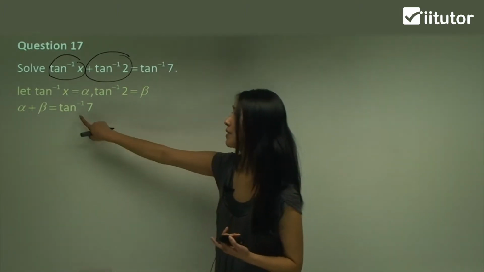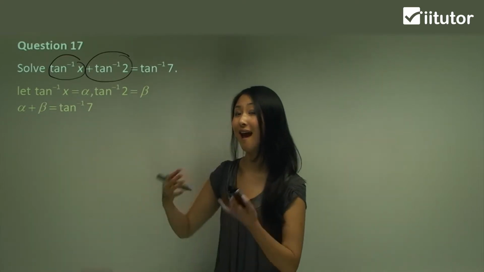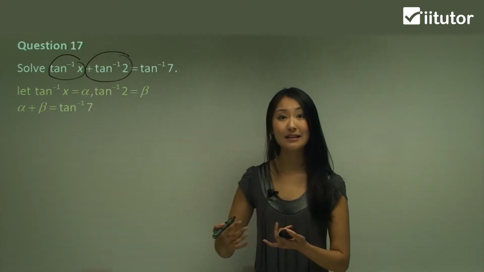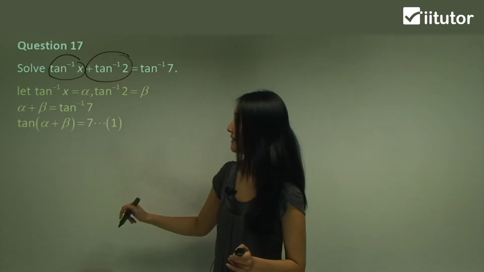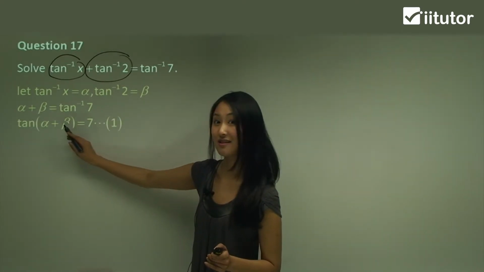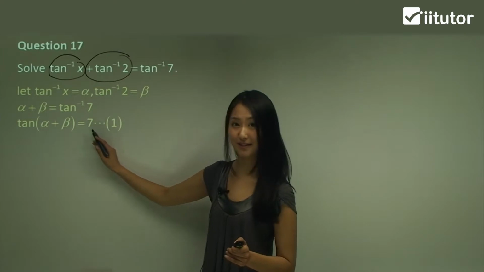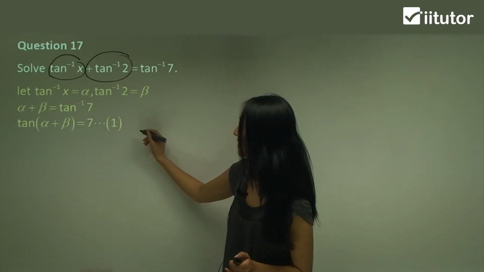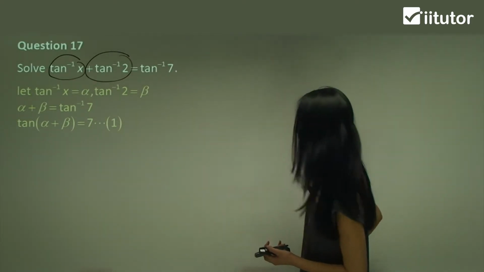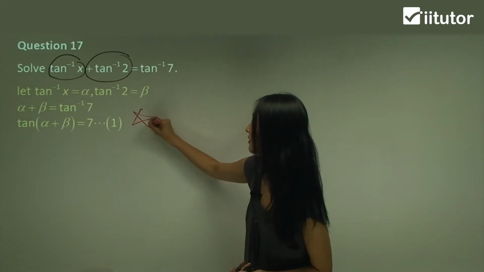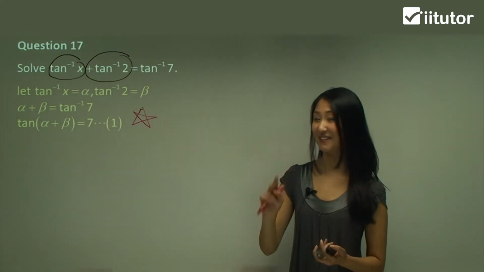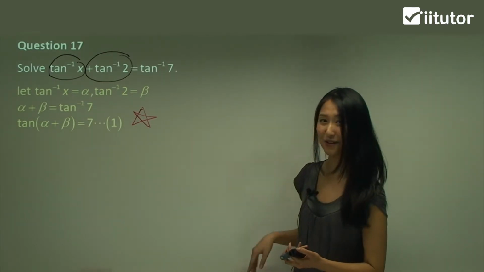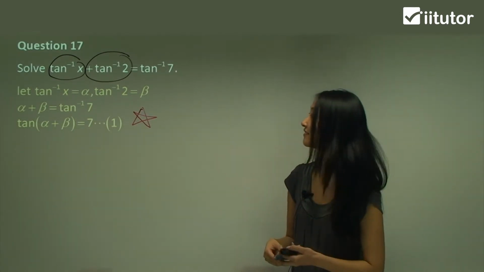Now, I want to get rid of this inverse tan, and how I can do that is by taking the tangent of both sides. So what I mean is I can make it into tangent of alpha plus beta equals 7, okay? And this is our first equation. Now we need our second equation, so essentially it ends up being almost a simultaneous equation.